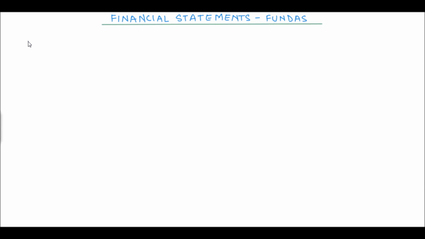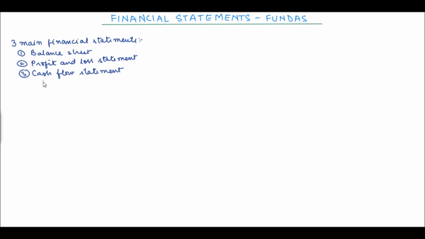Now, there are three main financial statements used by owners, management, and investors for financial analysis. So, the three main financial statements are balance sheet, profit and loss statement, and cash flow statement. So in this video, we'll look at these three statements in brief, and in subsequent videos, we'll look at these in more details. So first, let's look at balance sheet.